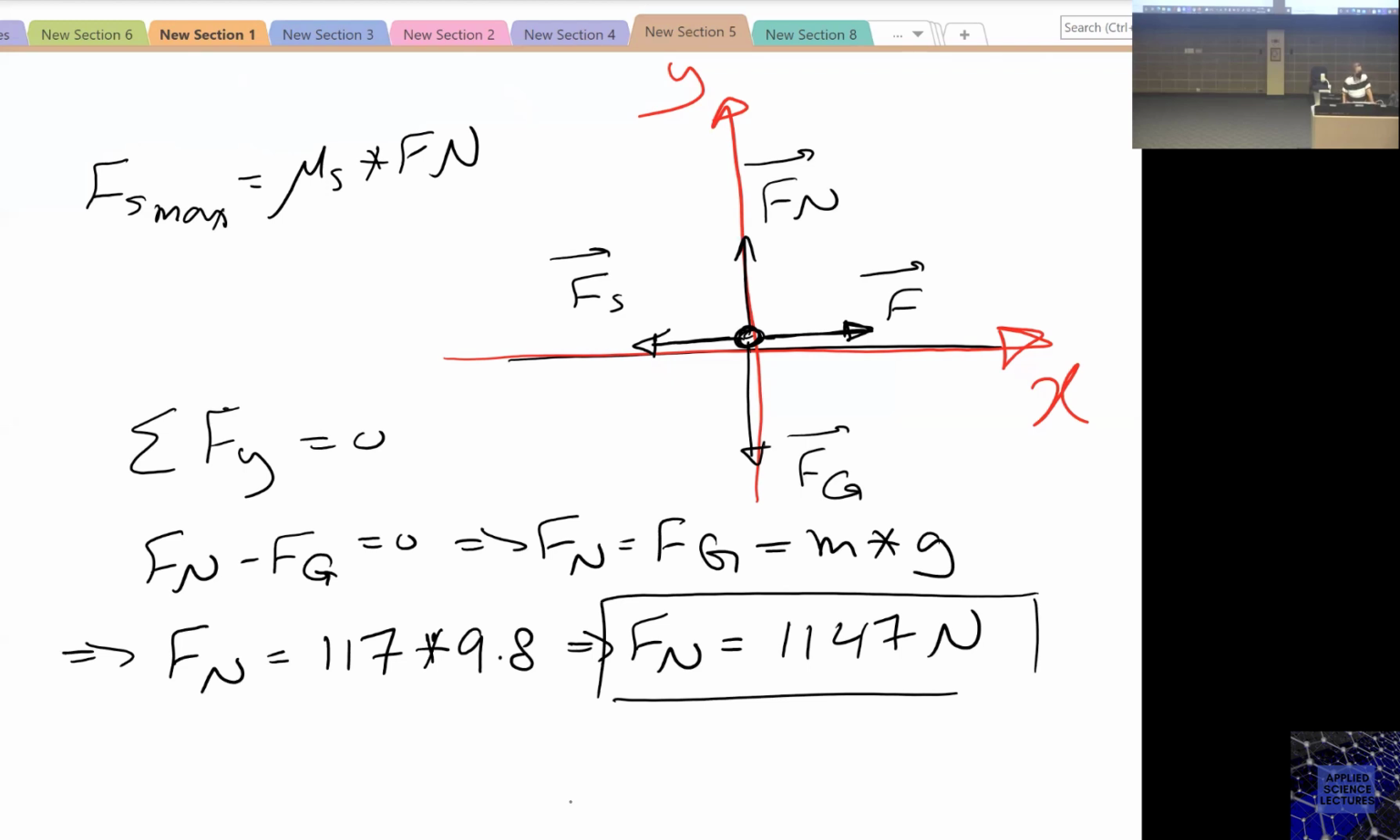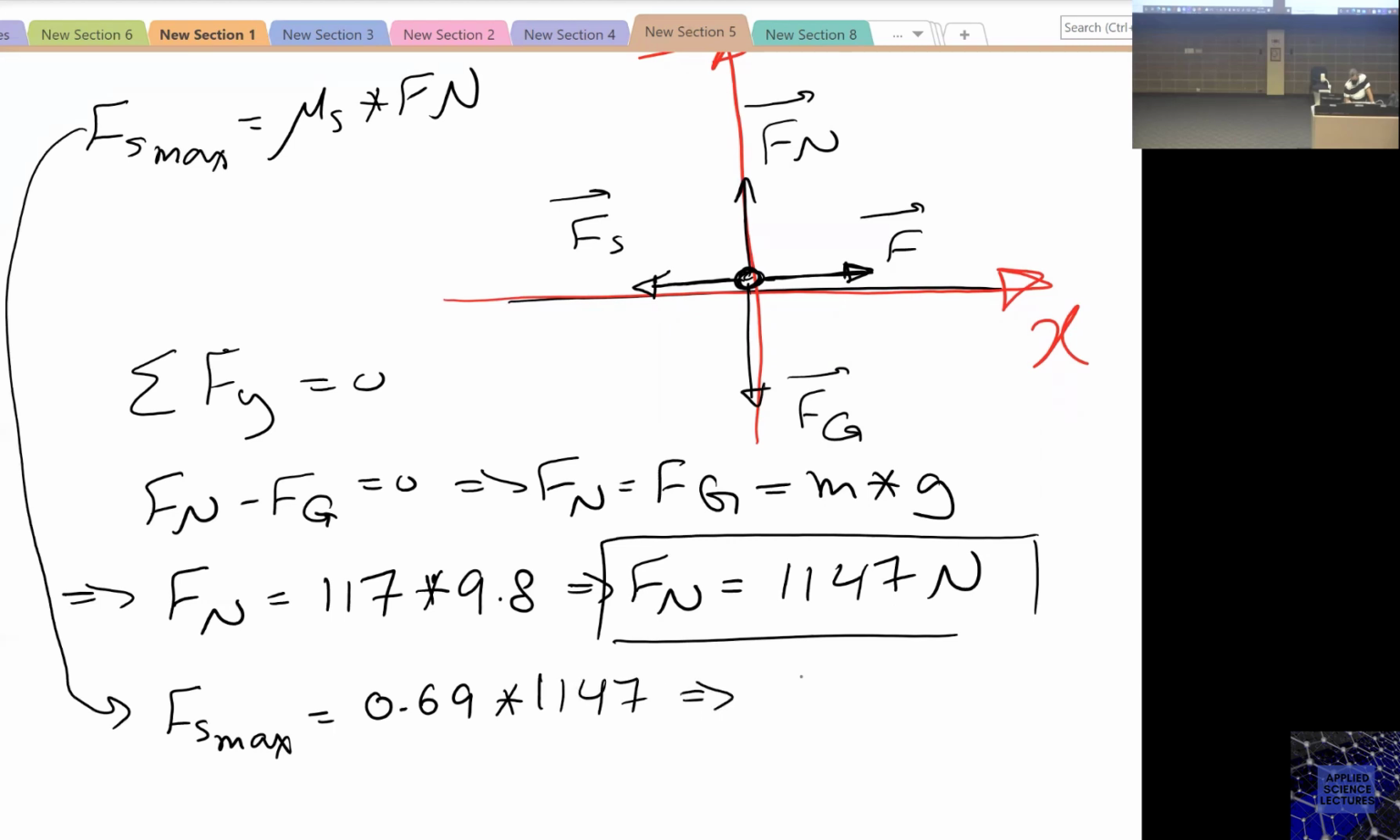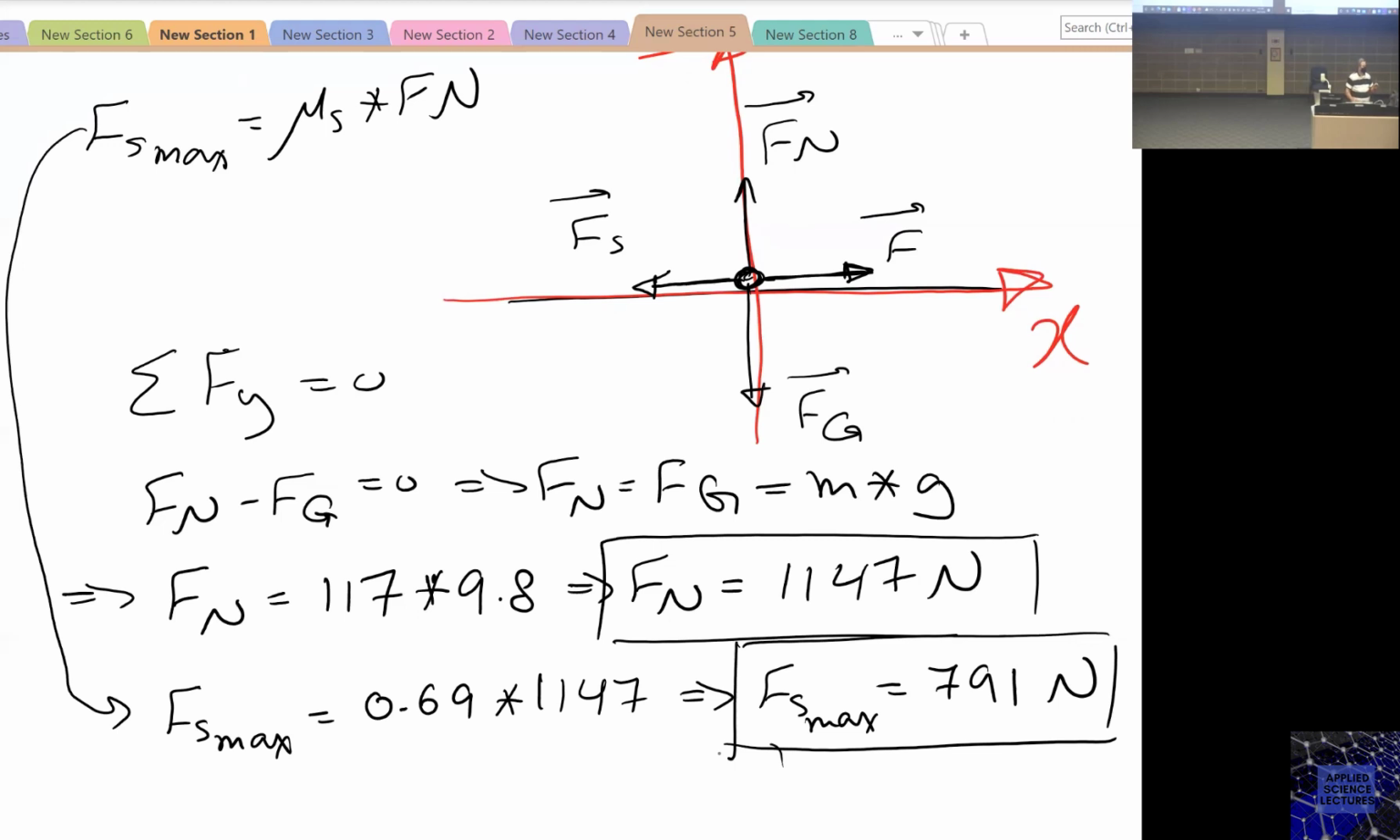Now let's calculate the maximum static friction force. Fs max is 0.69 times 1,147. Fs maximum is 791 Newton. This is the maximum static friction force.